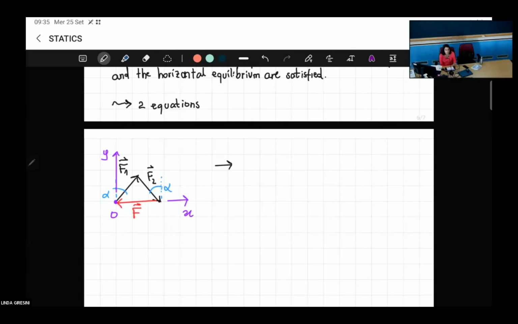As I said, it's very important to find the real sign. If a force is directed along the x-axis in the positive direction, it will be plus. If a force is directed along the minus x direction, it will be minus. We can't be wrong with that, because otherwise the exercise fails completely. We have to be very precise with signs.